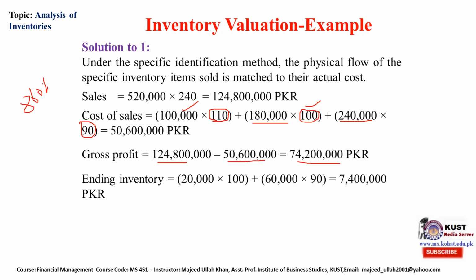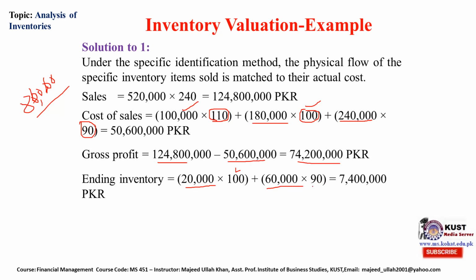60,000 units. Now ending inventory, 20,000 left in second shipment. We will multiply it by 100 because we identified it. And 60,000 remain in the third shipment, which cost 90,000.